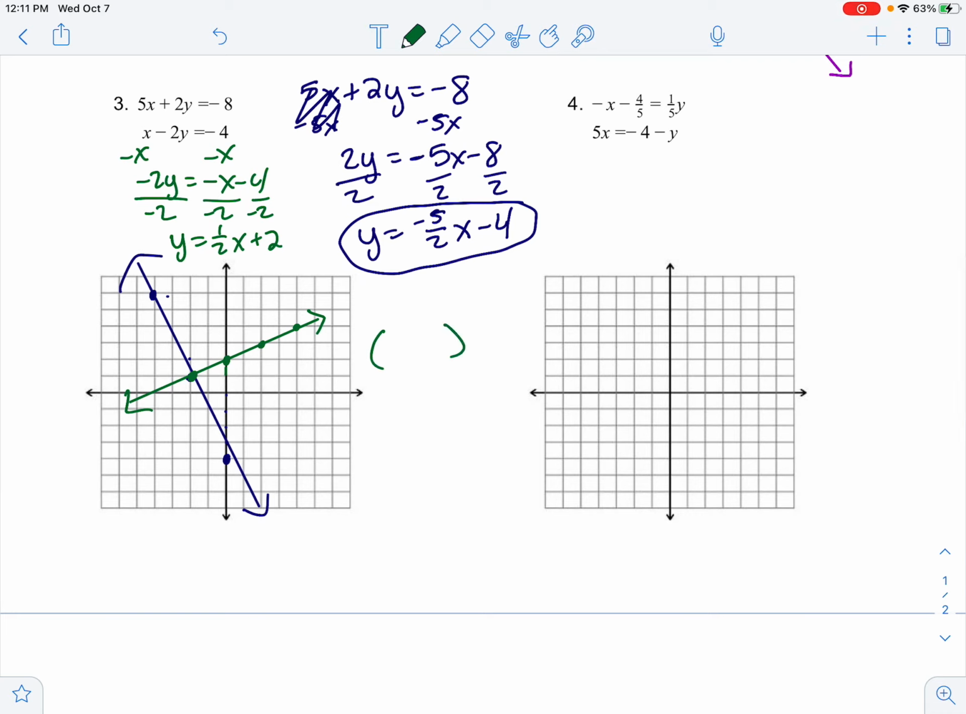Okay, so what do they intersect at? We have an xy point. My x value, I go backwards 1, 2, so -2. My y value, I go up 1. So there's where they intersect at -2, 1. Okay, let's try one more.